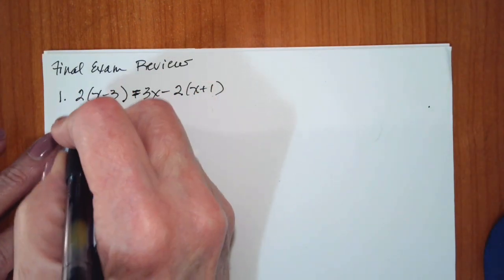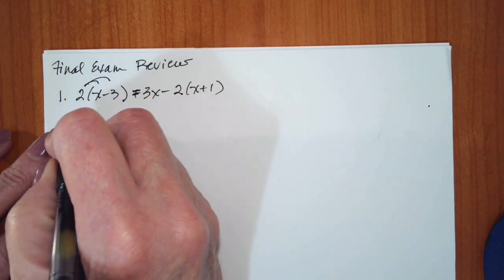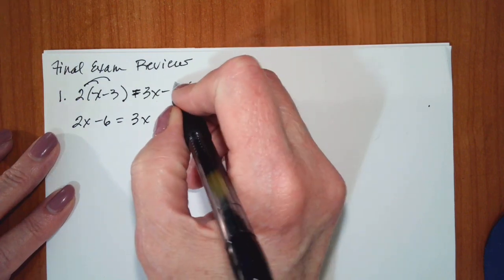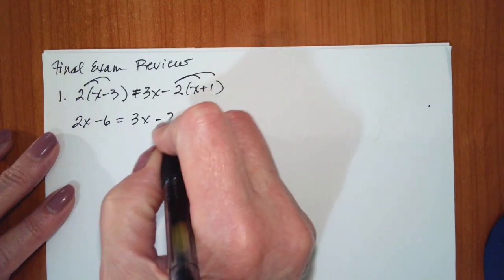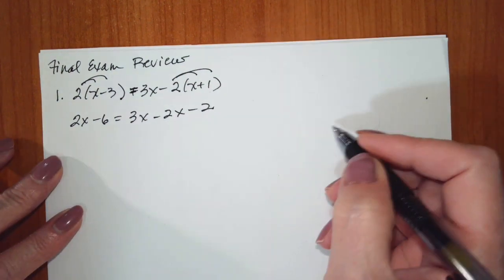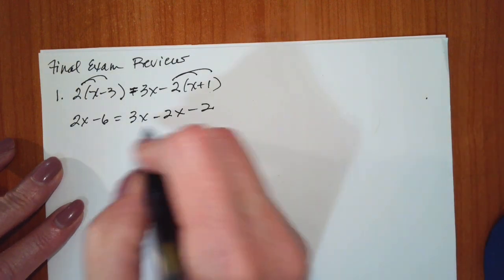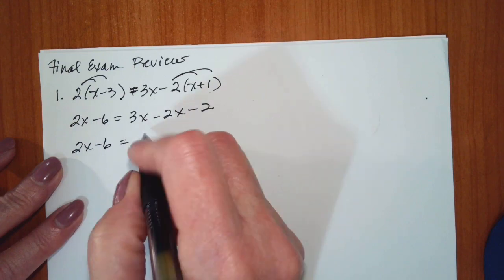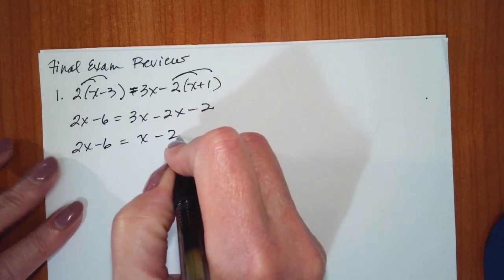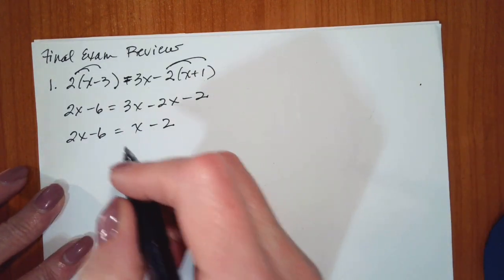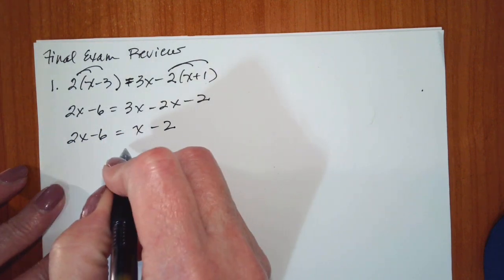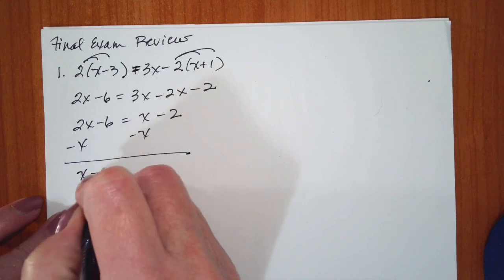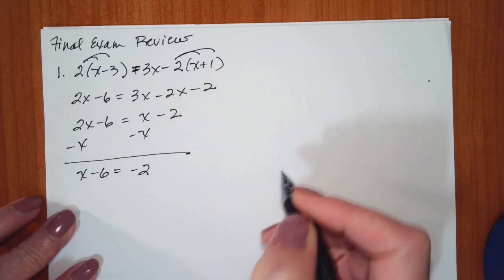So the first thing I'll do is distribute. On this side, this gives me 2x minus 6 is equal to 3x, and remember to distribute the negative sign, minus 2x minus 2. Okay, then I want to combine the like terms on one side, so that gives me 2x minus 6 equals x minus 2. To get the variables on one side, I'm going to subtract x from both sides. That gives me x minus 6 is equal to negative 2.